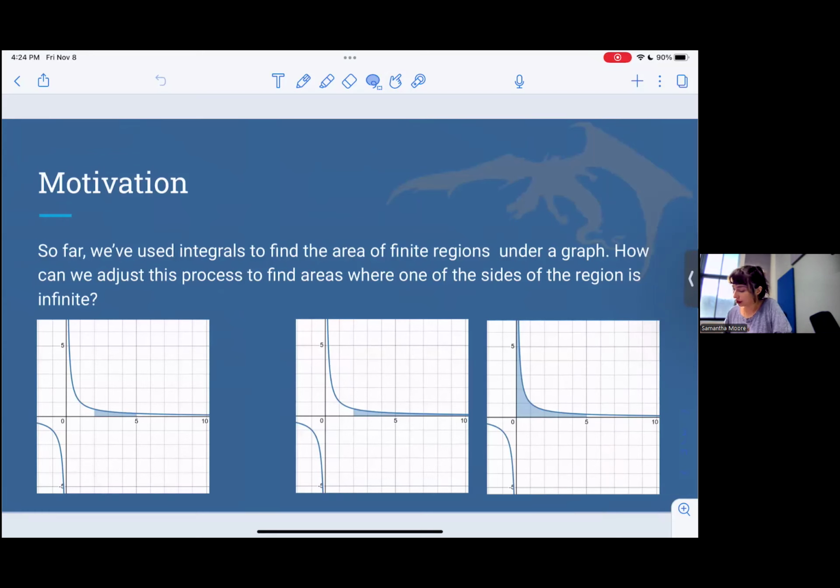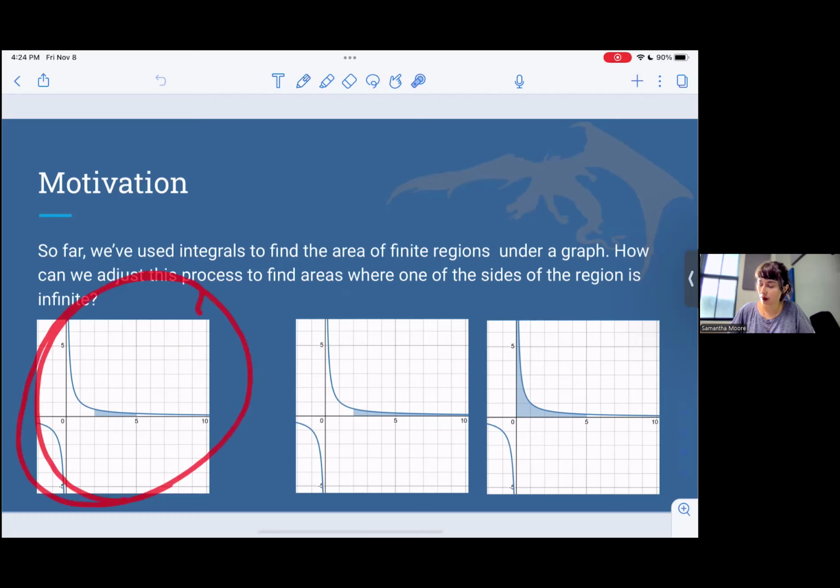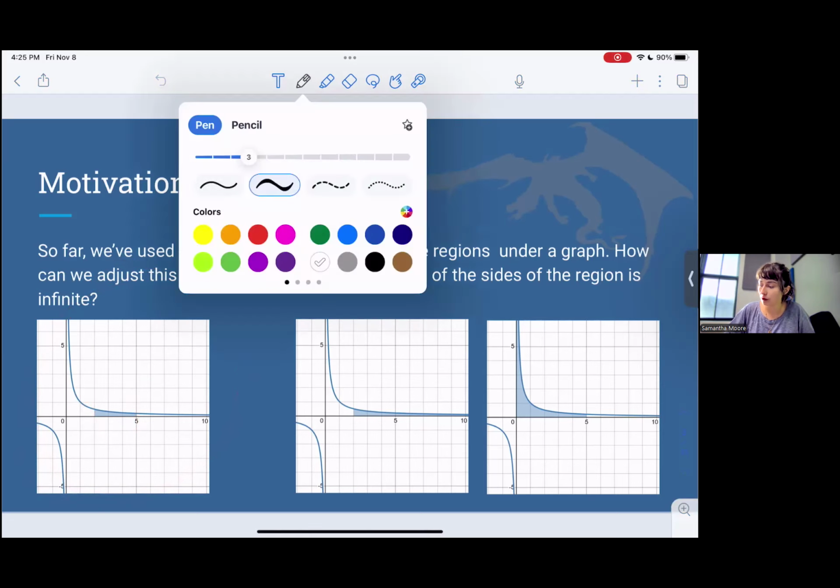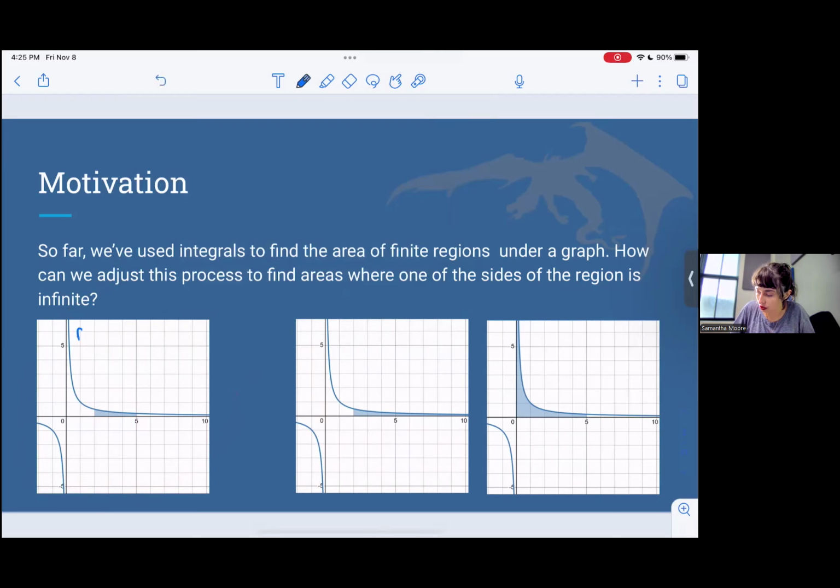Okay, so here is an example of the difference of what's going on. In this leftmost picture, this is a finite region. It fits within a small finite box, that area that we're finding. And so we've been doing integrals like this. If this is the function f of x, then that area looks like the integral from 2 up to 5 of f of x dx. And we've been figuring out how to calculate these kinds of areas so far.